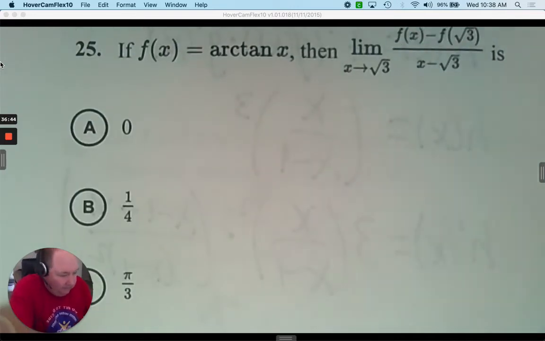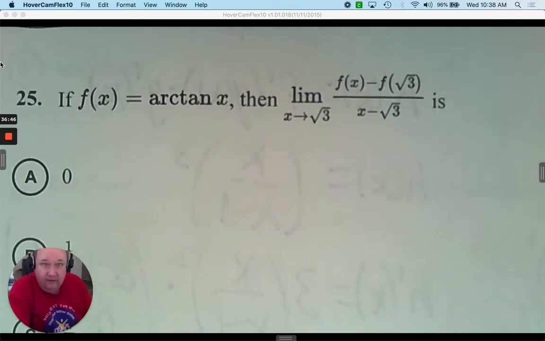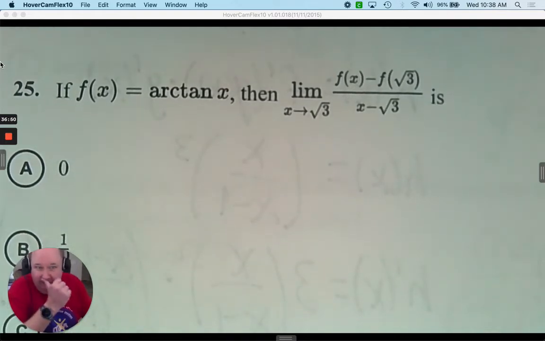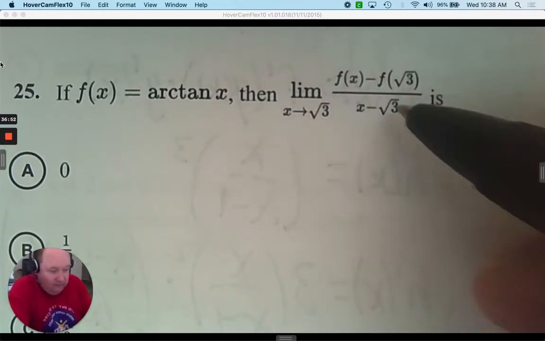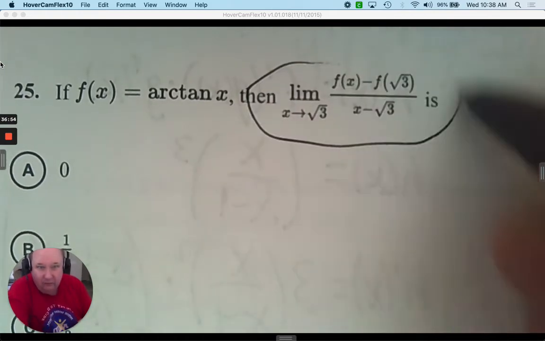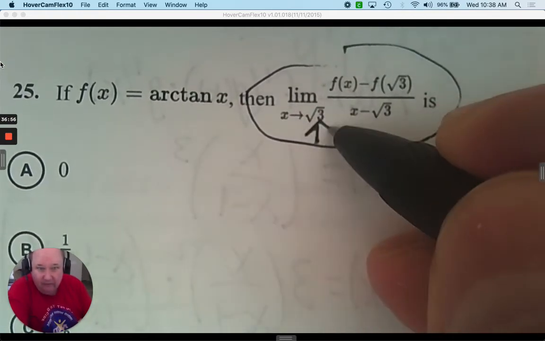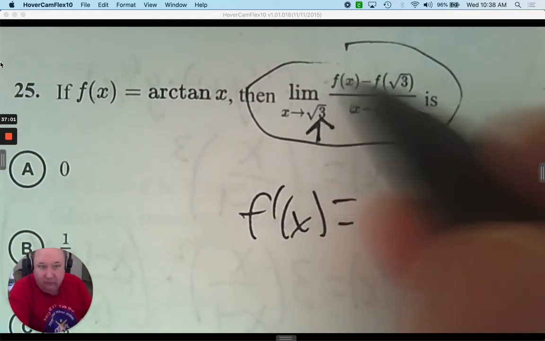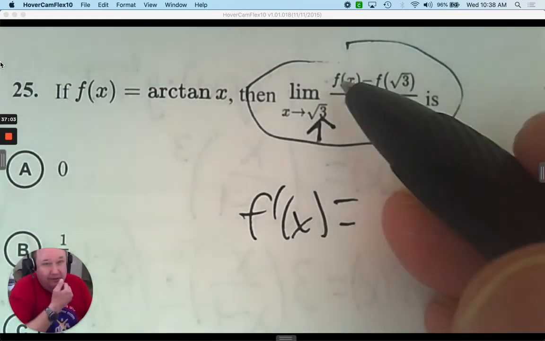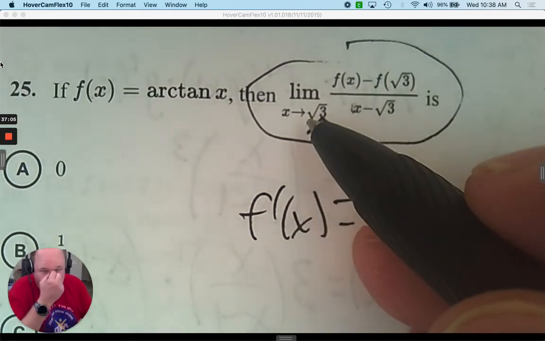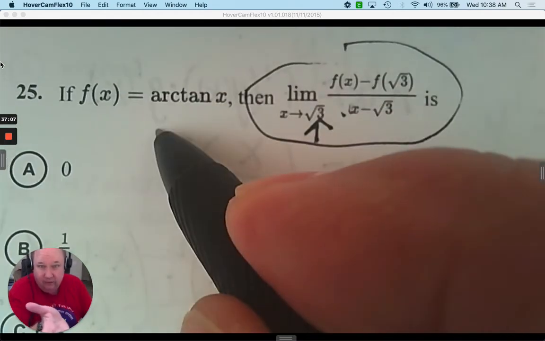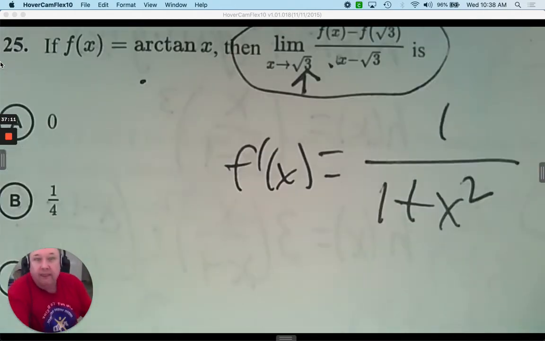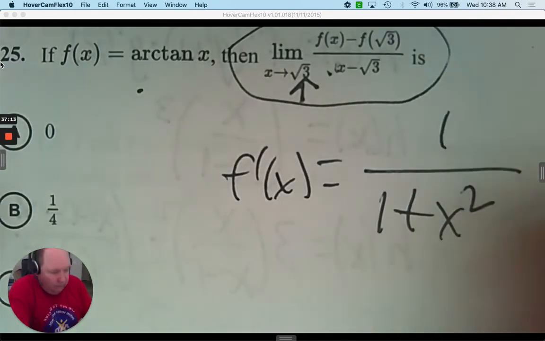25. This one does say arctangent, and it's a limit question. So if f at x equals arctangent, and they give you the definition of a derivative at a point. In other words, take the derivative, that's what this is. This is the original derivative formula at a point. So all it's saying is take the derivative. So for arctangent, this is the derivative. And then plug in root 3.